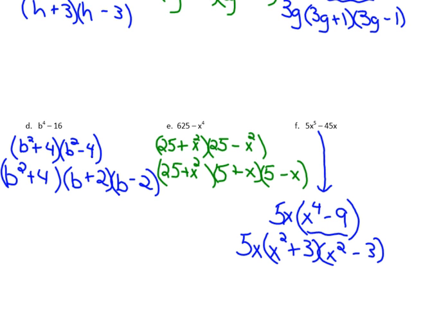And then I'm going to double check. Can I factor either of these again? Well, this is a plus, so that's not going to work. This is a minus, but 3 is not a perfect square. So that one is factored completely.